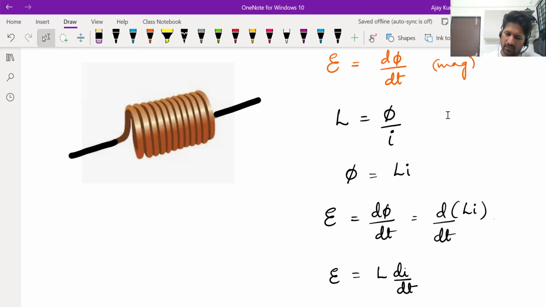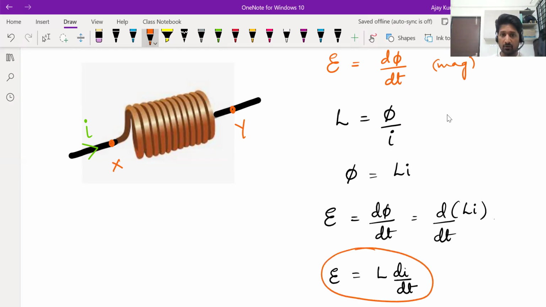Now listen, suppose current is flowing this way. Current is flowing to the right. Let's consider 2 points on this coil. Call this end as X, call the other end of the coil as Y. We have to find out what is the EMF between X and Y. We got the magnitude L di by dt. We should find out which side will be at higher potential compared to the other side. Magnitude is L di by dt itself.